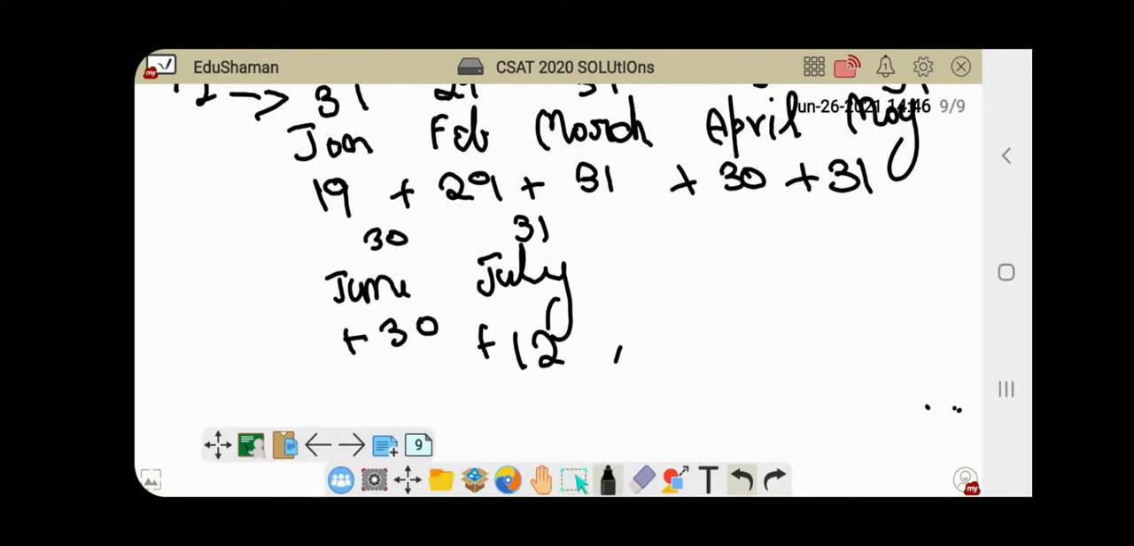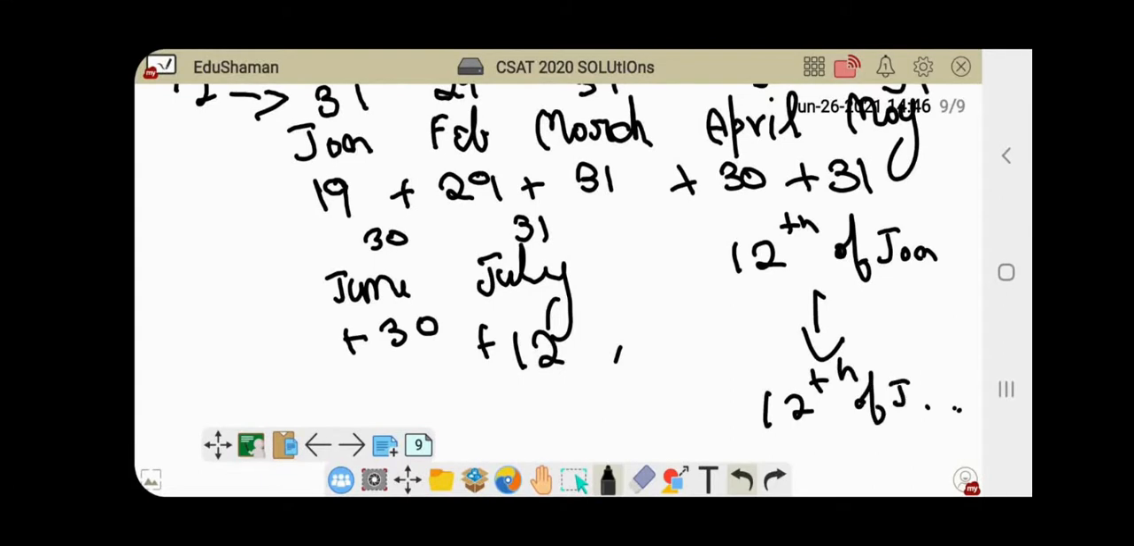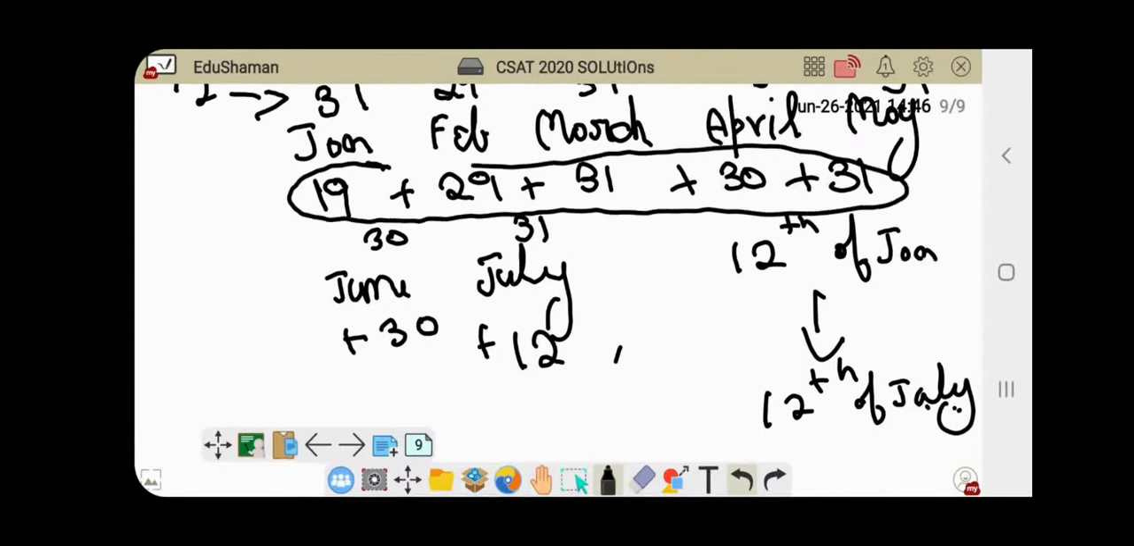Right? So we'll just write here 12th of Jan. From 12th of Jan we reach 12th of July, and in between we pass so many days. We pass all these days: 19 plus 29 plus 30 plus 31 plus 30 plus 12. So now we will add these days.